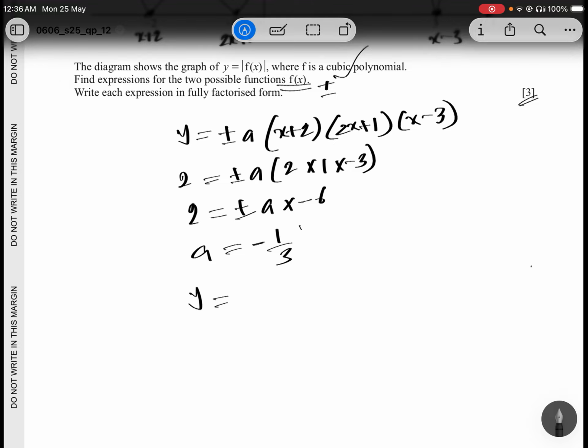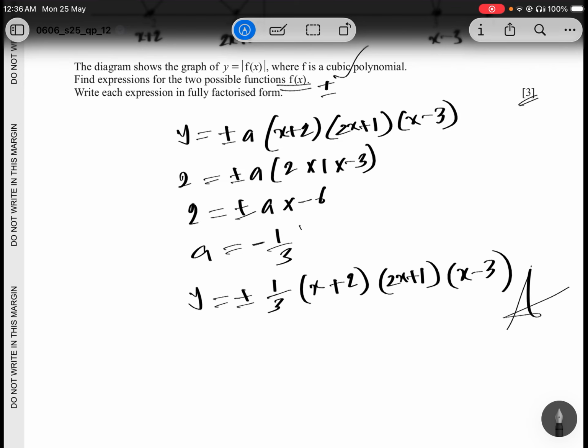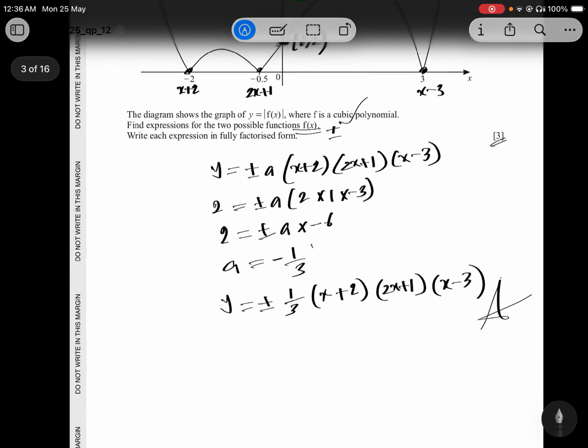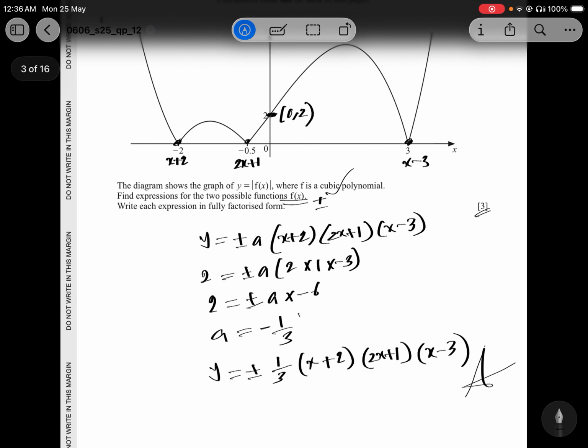So our expressions for this curve is plus minus 1 by 3, so this minus will be absorbed by the plus minus in the front, times x plus 2, 2x plus 1, and x minus 3. This is our answer. Let me check a little bit. Hopefully I'm correct. Okay, going to the next one.